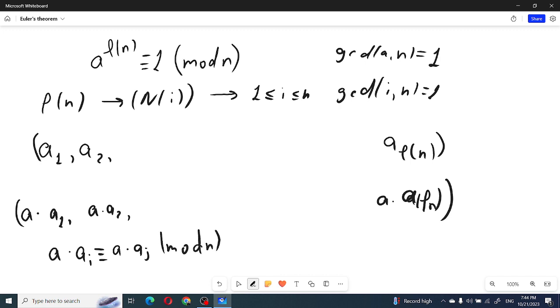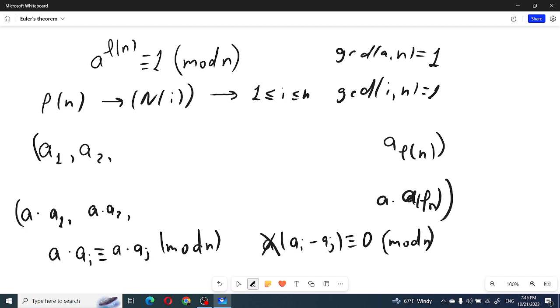And what will we get in this case? We will get that a times (ai minus aj) equals 0 mod n, because we know that a is not divisible by n, and even it is coprime to n, so we can erase the a. So ai minus aj equals 0 mod n. And clearly this is impossible because both of these numbers are less than n, so their difference must also be less than n, and they are not equal to each other.